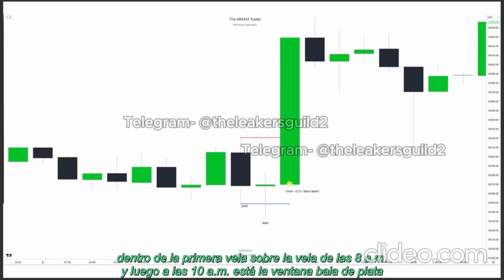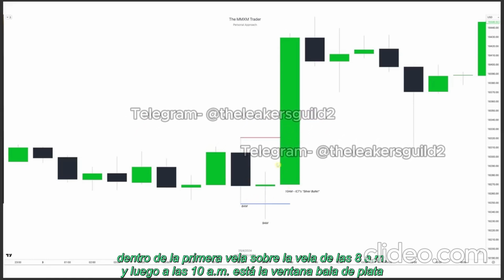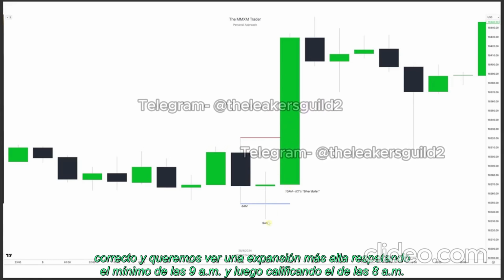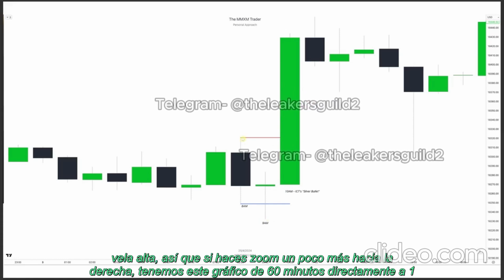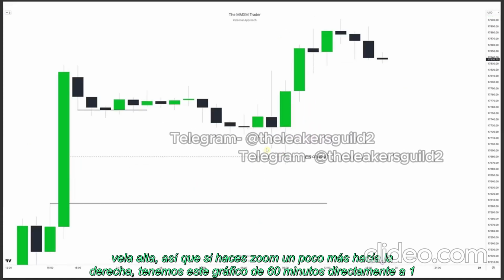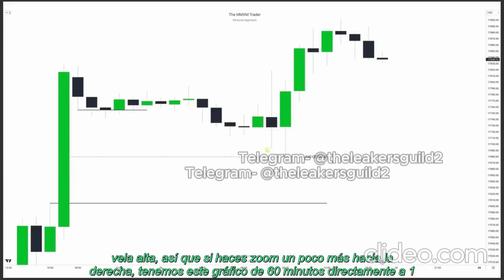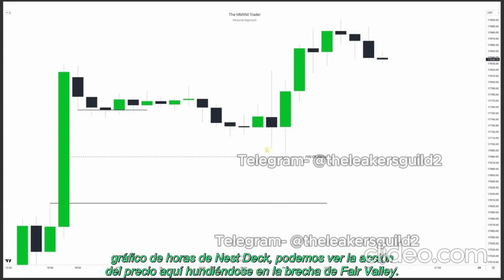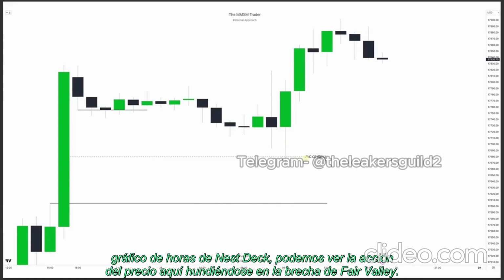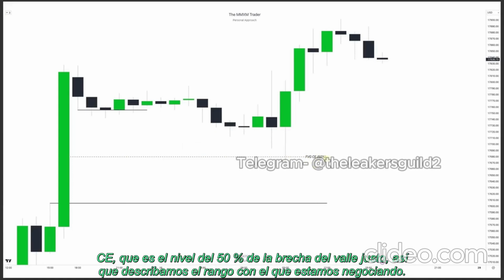And then 10 a.m. is the Silver Bullet window, right? And we want to see an expansion higher, respecting the 9 a.m. low, and then raiding the 8 a.m. candle high. So if you zoom in a little bit more, we've got this 60-minute chart, the 1-hour chart of Nasdaq. We can see price action over here dipping in the fair value gap CE, which is the 50% level of that fair value gap.